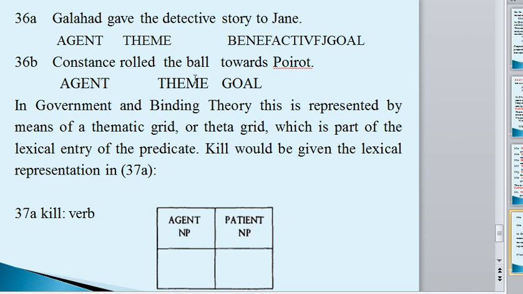The other example, Constance rolled the ball towards Poirot. You see here, rolled, this is the verb, so our subject is agent, the doer of the action.